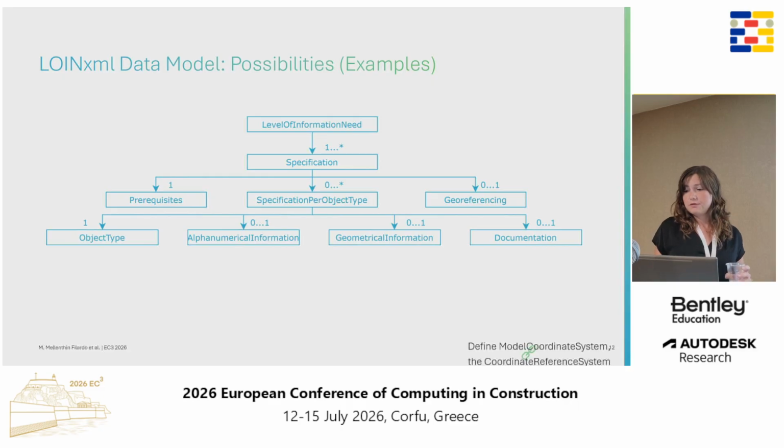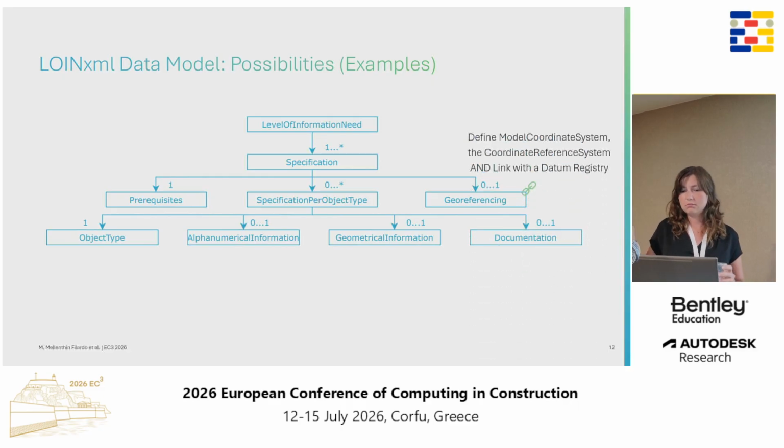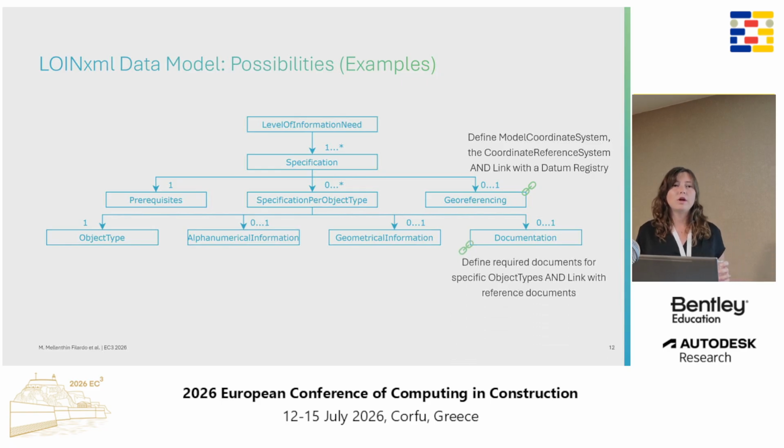Then we have the georeferencing, where we define a model coordinate system and a coordinate reference system. Also here we have the option to link to a datum registry, an existing external one. But you can also define the model coordinate system and the coordinate reference system in there with all the information that you need for that. And the documentation where you can describe required documents. So for an IFC project, I can say here I need drawings for all the project, or for my doors, I need some schedules or lists. And I can also link a reference document to say, hey, when I want a schedule or a door list, whatever, I want it to look like this, like from a past project.